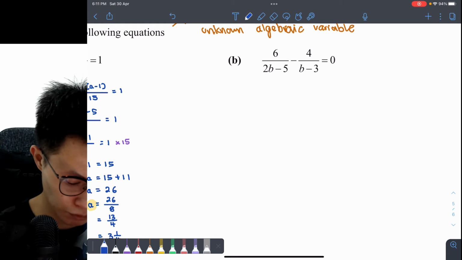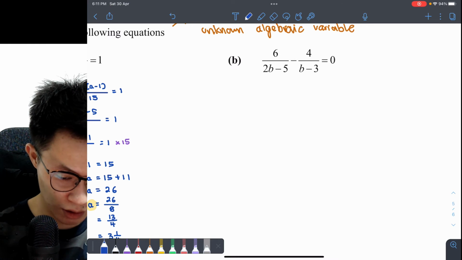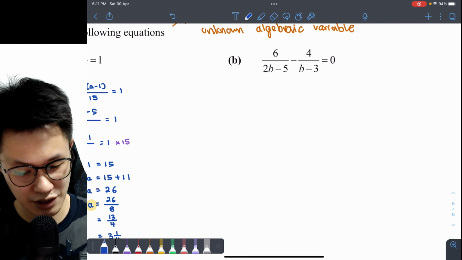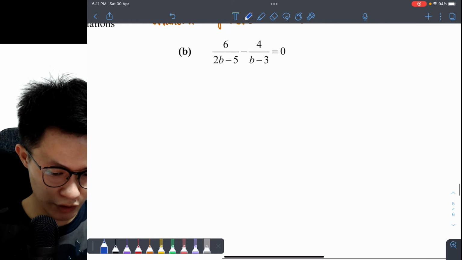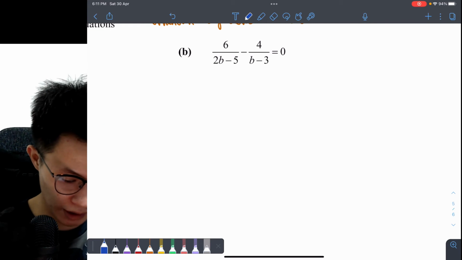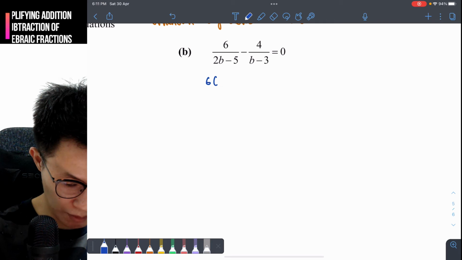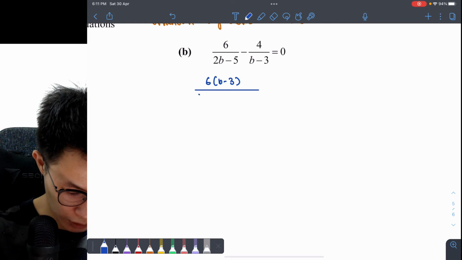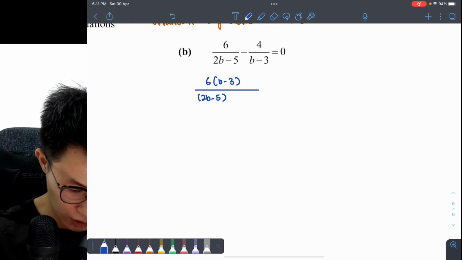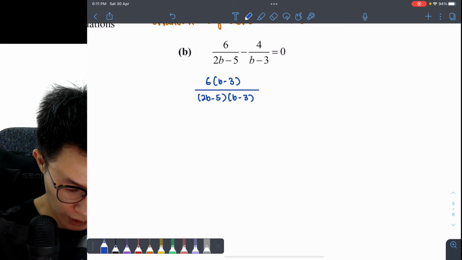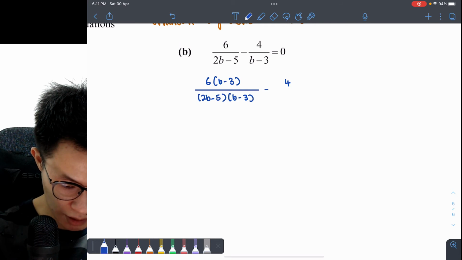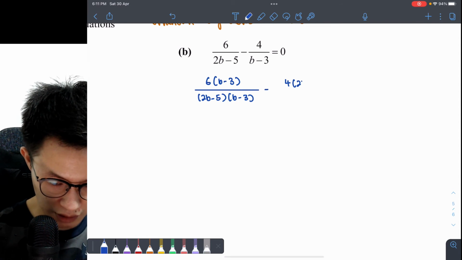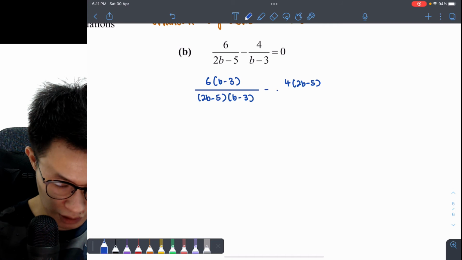So the first step is I'm going to combine it. On the left hand side, there are actually two ways here. The first way is to combine it. When you combine it, you're going to have 6 times b minus 3 over 2b minus 5 times b minus 3, minus 4 times 2b minus 5. So this is where things tend to get a little bit more complicated.